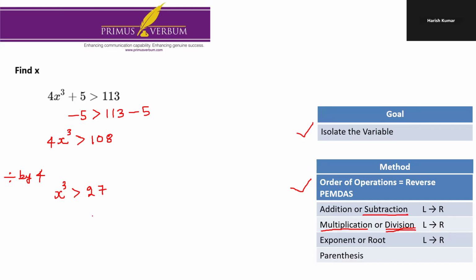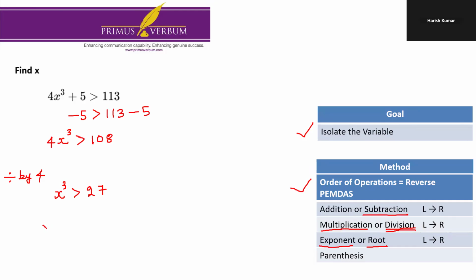Okay, now we have x cubed greater than 27. But we have to find the value of x, not x cubed. So how can we get the value of x? Well, the next allowed operation is exponentiation or taking the root. Now I have x cubed, or x raised to the power 3, and I can get rid of the third power by taking the cube root of x cubed.